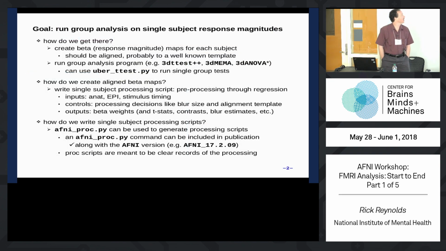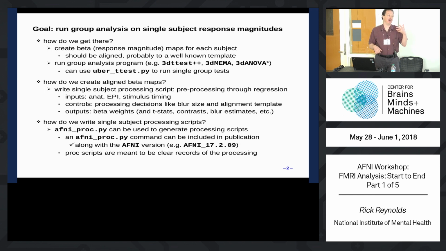What our goal is for this course, or a common goal you might have if you enter a research team or something like that, is you get a bunch of data dumped in your lap and your boss says, okay, analyze it, make a group result, whatever that might mean. In our case, we're going to assume our goal is to run a group analysis on the single subject response magnitudes. And remember what that means. These are the beta weights from our single subject analysis.